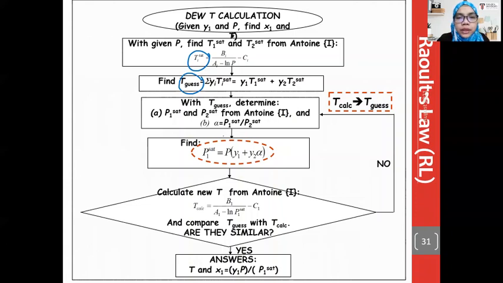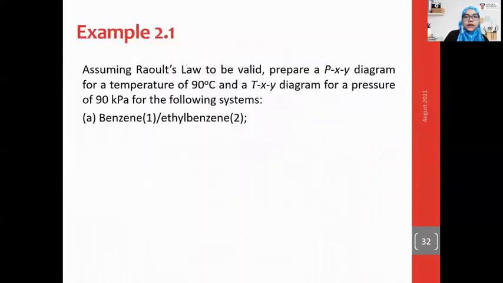And then after that, we may determine the P saturation here. You may insert this or rearrange until you can find the value of T calculated. If the value of T calculated and T guess are similar, you can assume that it is finalized, or you can finalize your temperature, and finally you can determine your composition in the liquid phase. If not, you need to perform another guess, or start with another guess of the temperature to determine the guess temperature here.